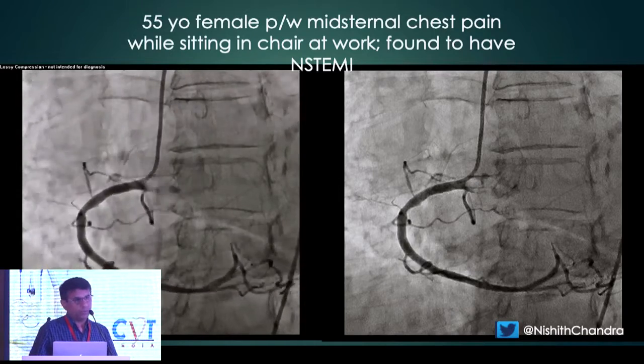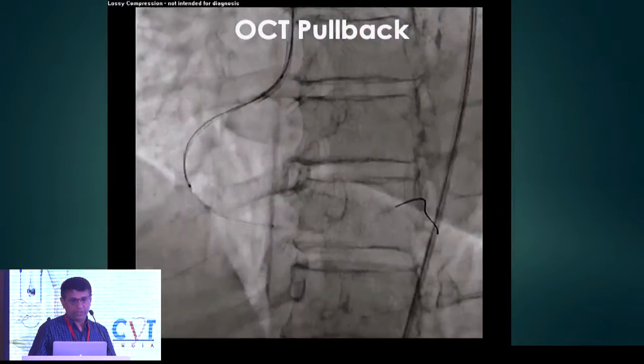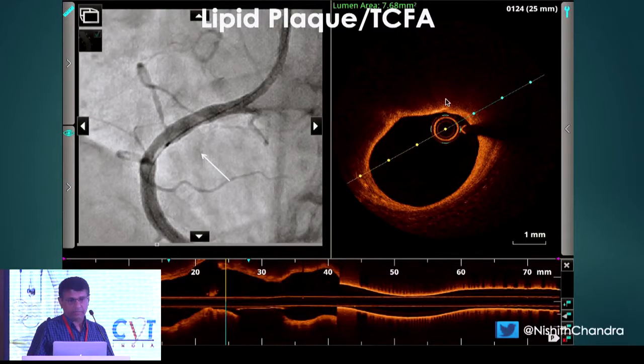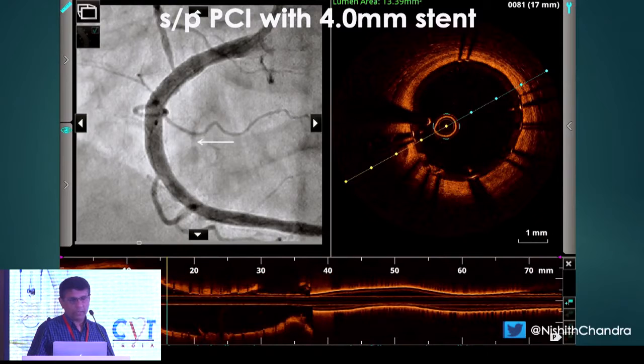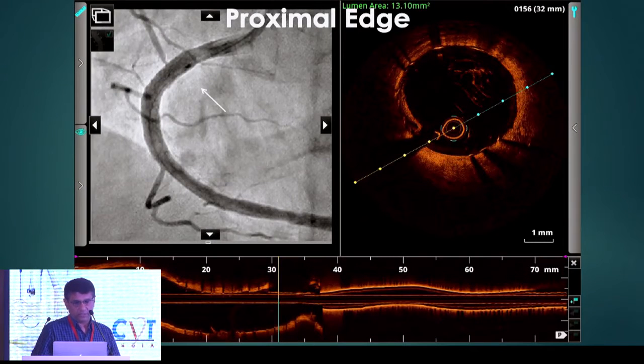And here also the OCT came to our rescue. In fact, when we did the OCT, this was the picture. There is a classical ruptured plaque with thin cap fibroatheroma, a lot of lipidic plaque. So we covered it with an adequate sized 4 mm stent with good expansion and no proximal edge dissection. So this ambiguity of coronaries was solved by putting a stent. So it also decides where to put the stent, not to leave it.